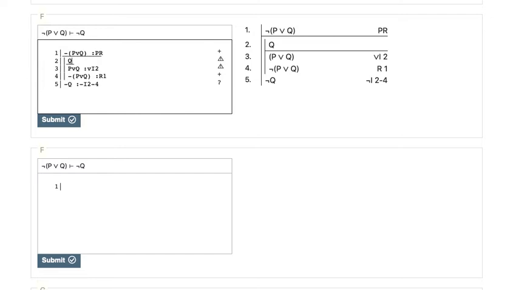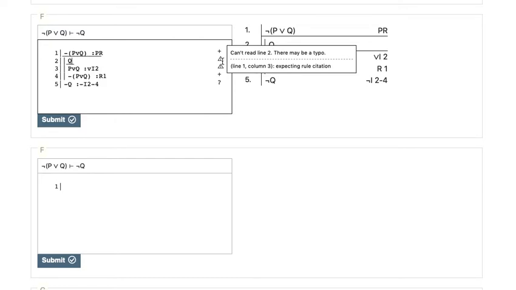Carnap isn't happy with that. What isn't it happy with? Oh, this is the trick. So Carnap has this exclamation point here. It doesn't like line 2. If you look at it, it says expecting a rule citation.